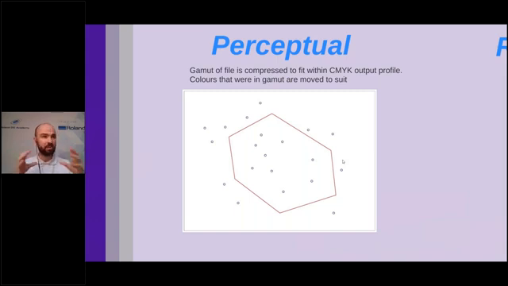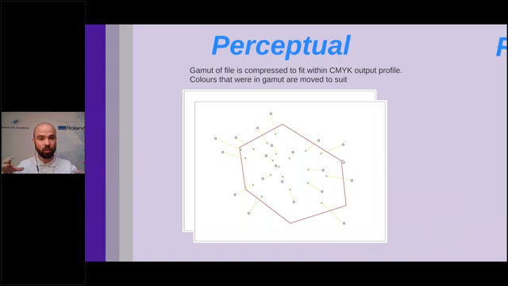So they need to be inside the printer profile gamut in order to be printable. Using this method, perceptual, all of these colors are compressed or moved inwards to fit within this color space. The ones that are outside are moved in, and the ones that were already inside our color space are moved inwards as well to suit the rest of the movement.